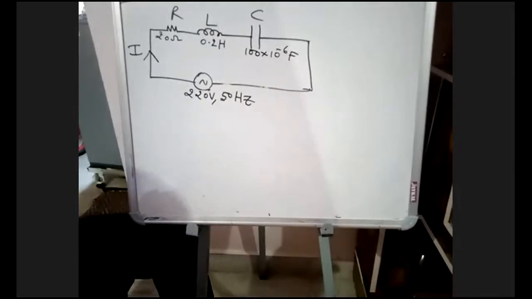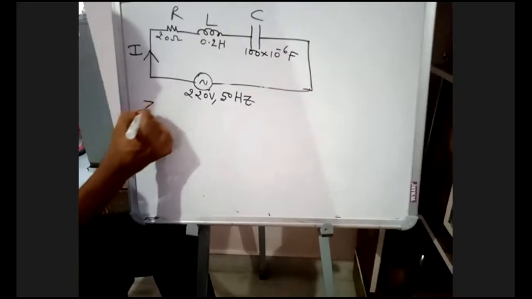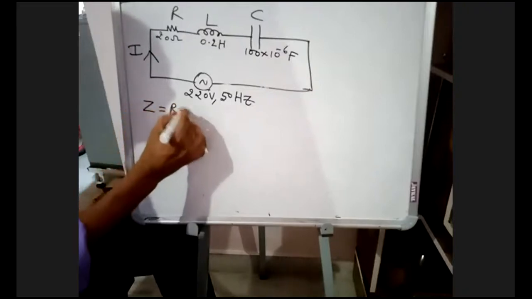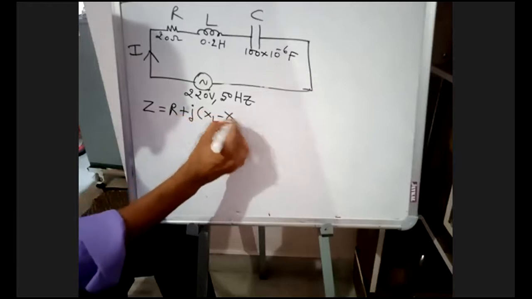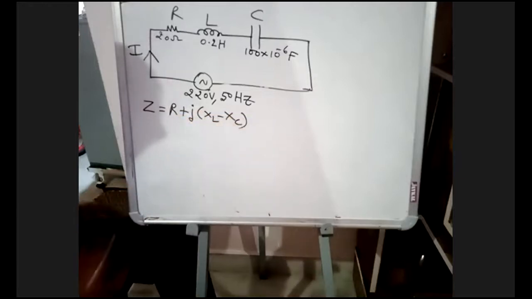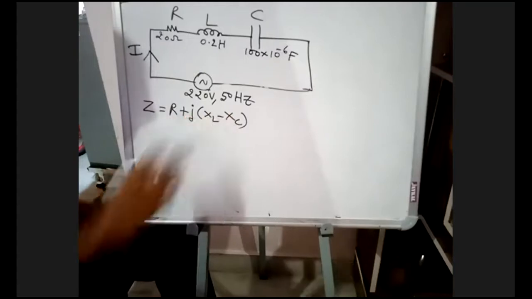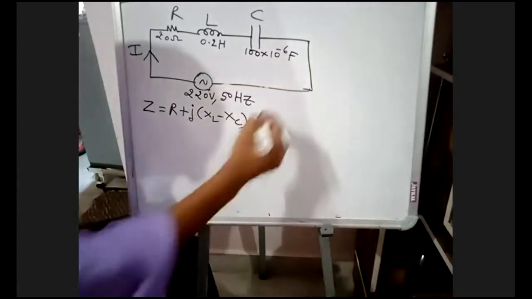He is asking us to determine the impedance. Z is equal to R plus j(XL minus XC). This is the impedance. For inductance it is plus jXL, for capacitance it is minus jXC.